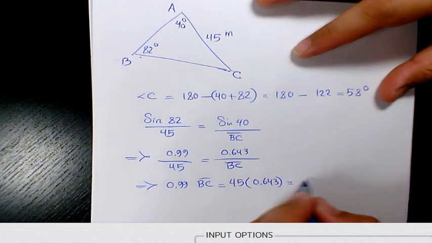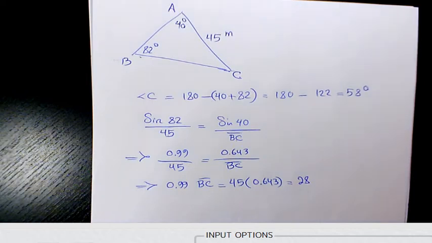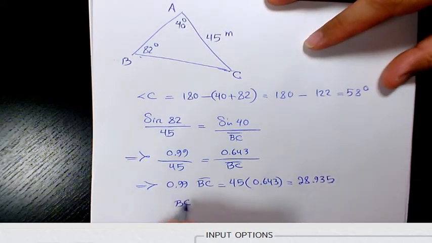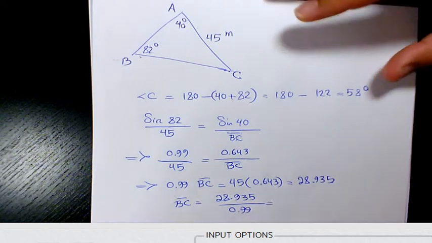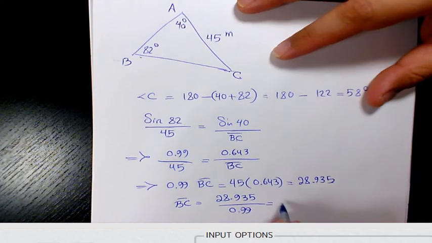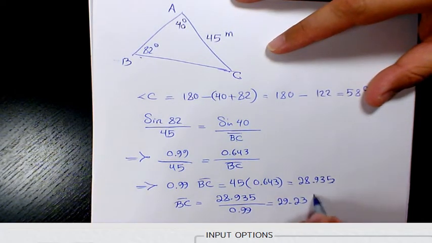That's going to be 28.935. So BC will be 28.935 divided by 0.99. That's going to be 29.23. What's the unit? It's going to be meter.